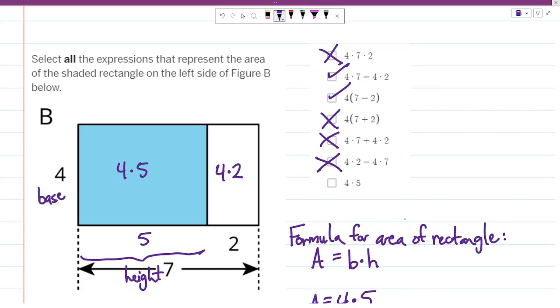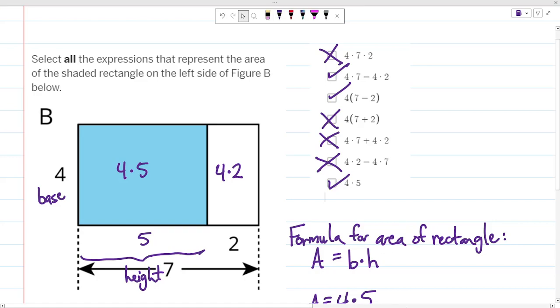And then 4 times 5, that one's in our list. And you'll notice that all the expressions that we selected, if you evaluate them, they'll evaluate to 20. So that's another way that we can feel confident in our answers.